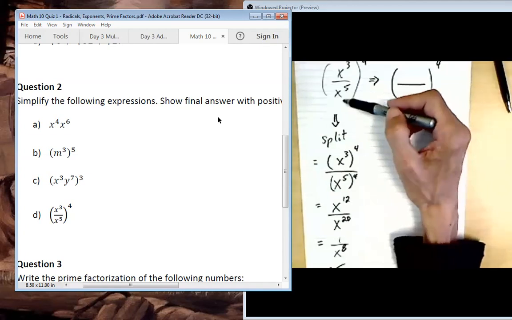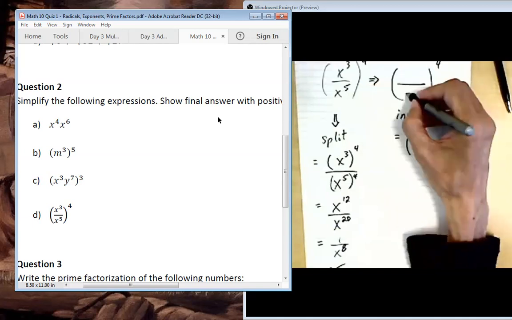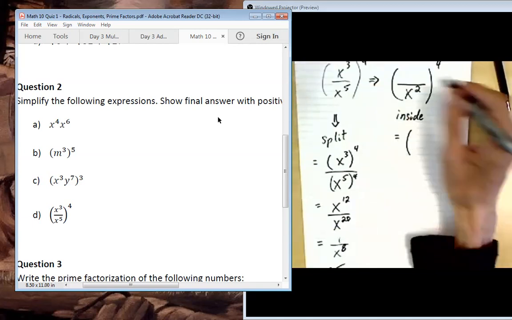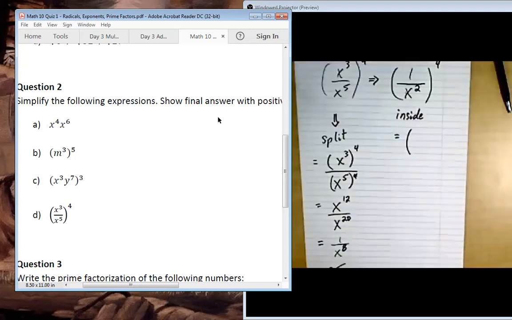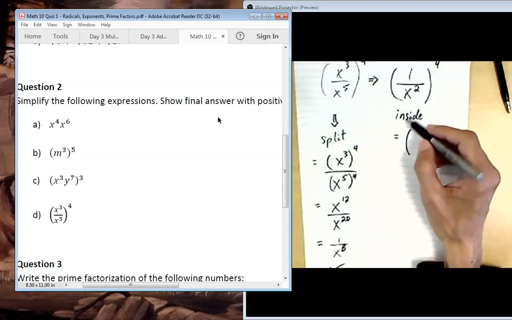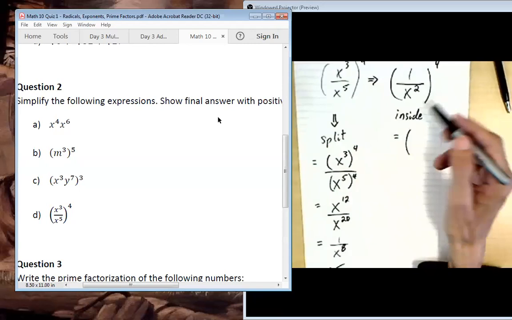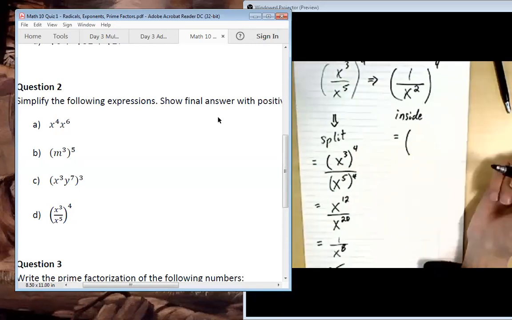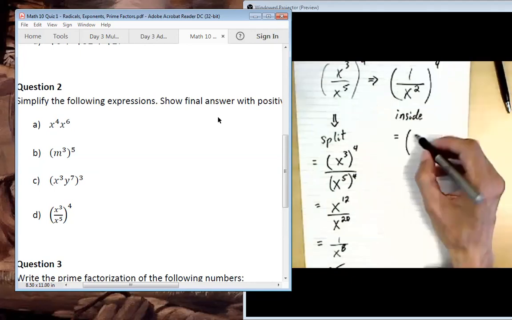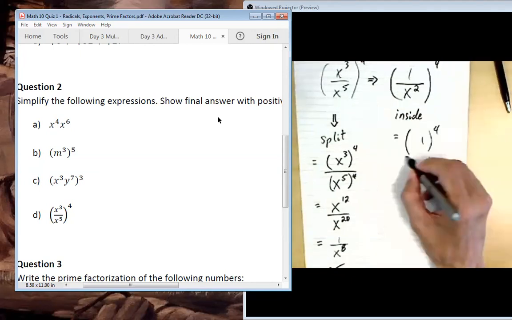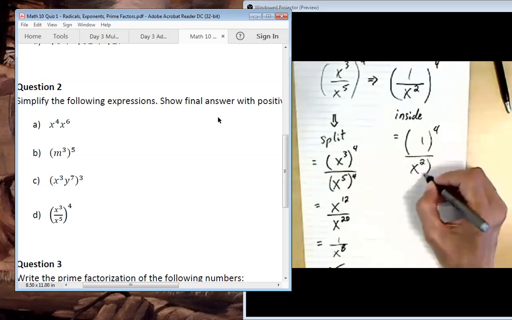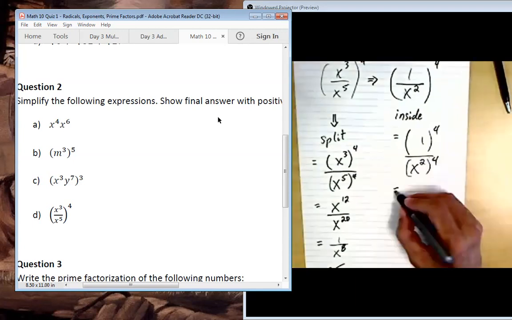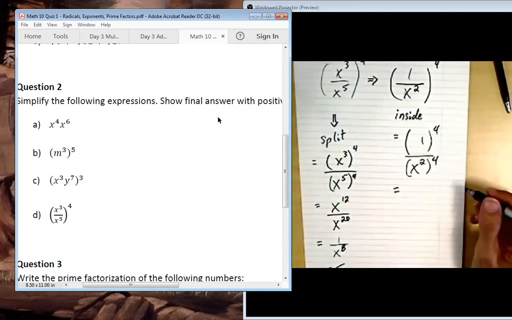2. Now, are they going to be on the top or on the bottom? Bottom. There's more on the bottom, right? There's 5 of these things on the bottom. So x to the 2 will be on the bottom. 1 on the top just to hold it. So that's doing the inside first. And usually it's not bad. It makes the numbers small and nice to work with. But now we do have to split it up. So we get 1 to the 4 on the top. And on the bottom, that gets the 4 as well.